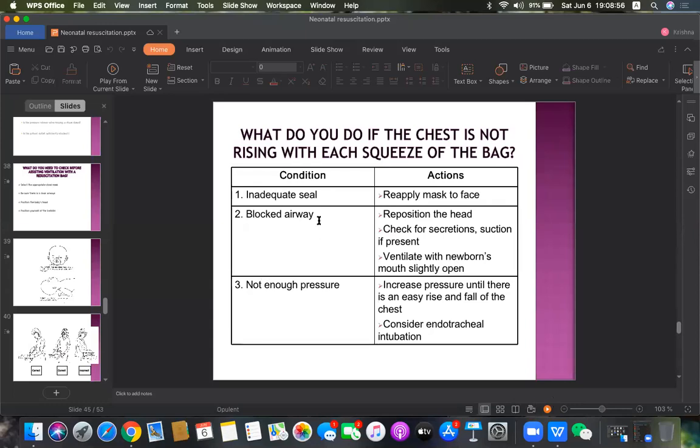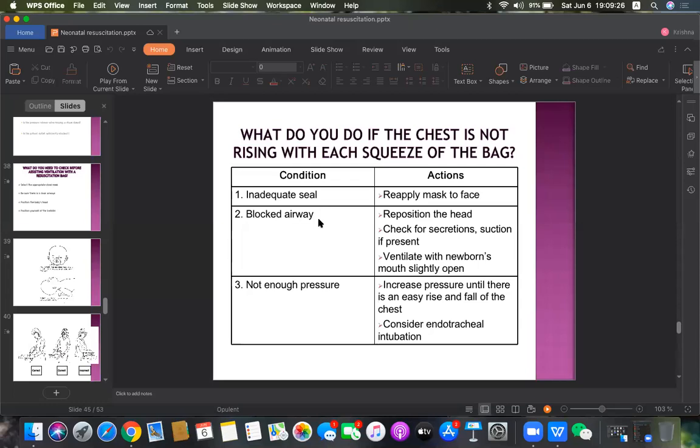Second one, who knows, the airway may be blocked in the baby. Okay, maybe the neck is flexed. That's why the airway is bent. Maybe there is a lot of secretions in the airway. Okay, so in that condition you reposition the head and you go for suction of the secretions. The third point, probably you are not squeezing the bag enough, so increase the pressure a little bit.